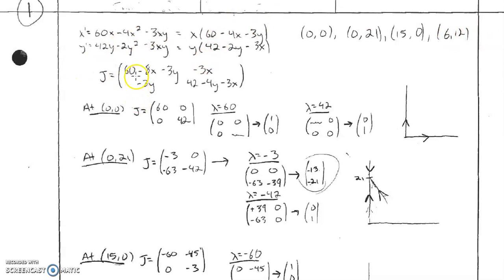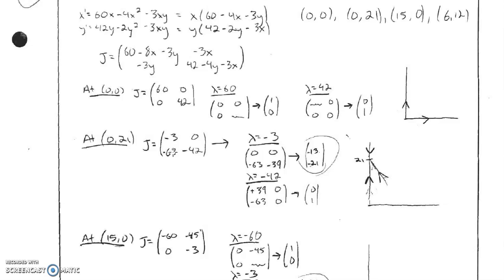Then I do the Jacobian, and I get this thing. Those are my partials. Come down here. The first three are all triangular matrices. So when I plug those guys in, I get easy eigenvalues for this one, 60 and 42. 1, 0 goes with that one. 0, 1 goes with this one.